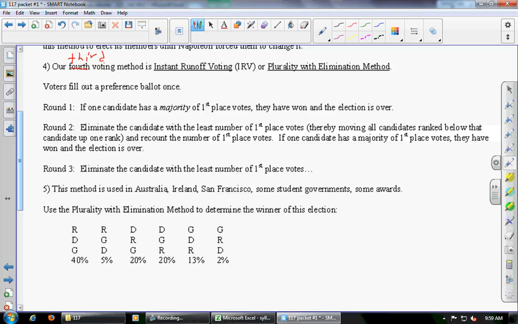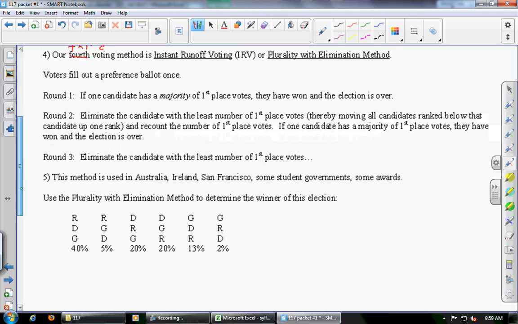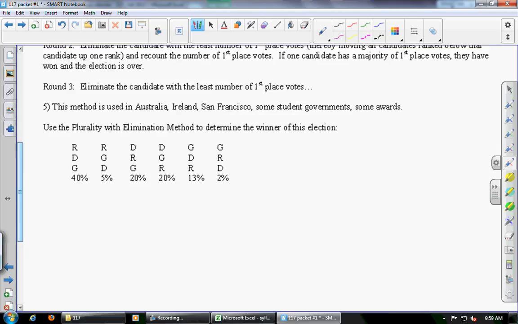So round 3, eliminate the candidate with the least number of first place votes, move everybody up. You keep going until somebody has a majority. Eventually, somebody's going to have a majority. Just a matter of when. Okay, so let's go to number 5, Melissa.